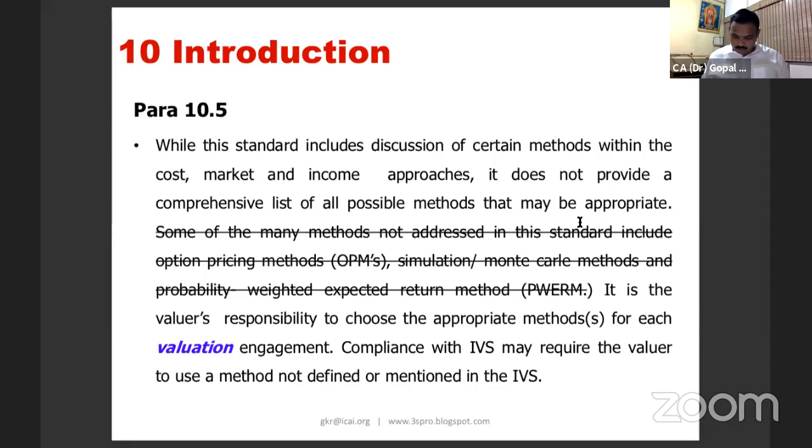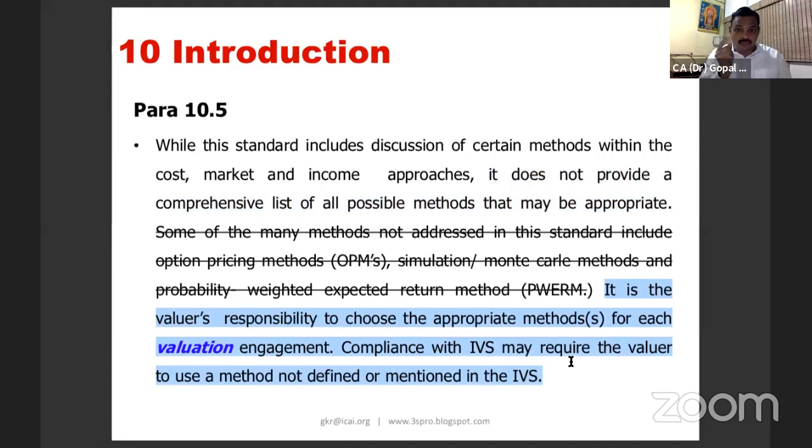Okay, so we have to go very fast. We are still in here only. It does not provide a comprehensive list of all possible methods that may be appropriate. So this paragraph only says that we don't give all the methods to you. It is the valuer's responsibility to choose the appropriate method for each assignment. Very important. So which method you have to select?